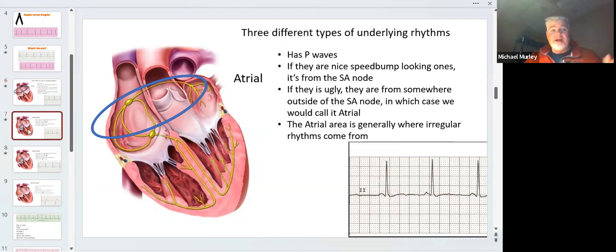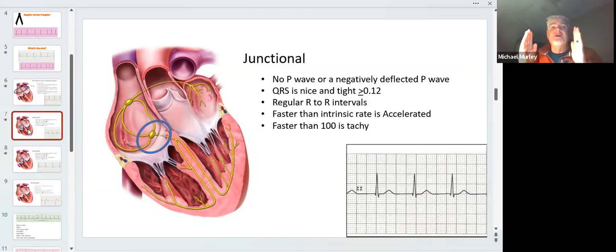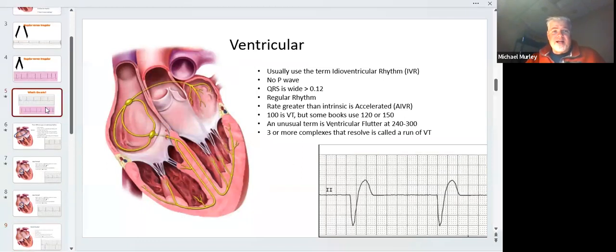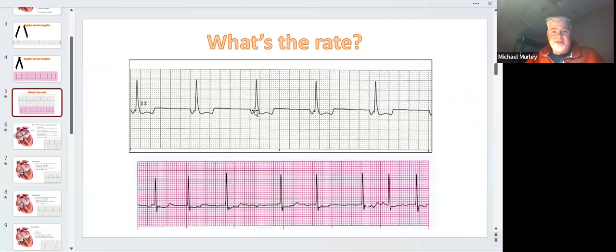If there is no P wave, then you look at the width of the QRS. If it's nice and tight, it comes from the junction. And if it's wide and bizarre, then it comes from the ventricles. So you can look at a lot of rhythms and just look at this one and say, oh, look here, this top one here, it does not have a P wave. So it cannot be atrial or sinus in origin. So we look at that QRS. Is it nice and tight or is it wide and bizarre? In this case, it's nice and tight. So it has to be junctional. And indeed, this is a junctional rhythm.